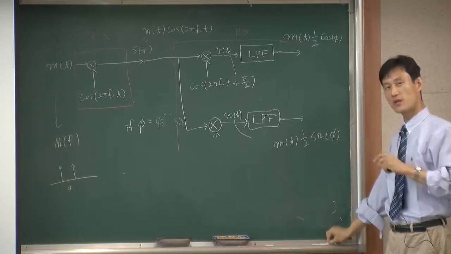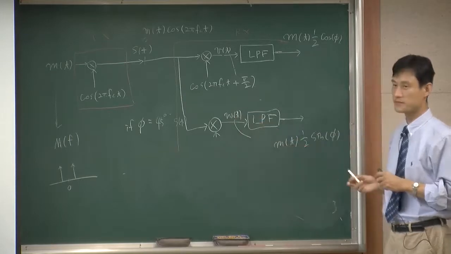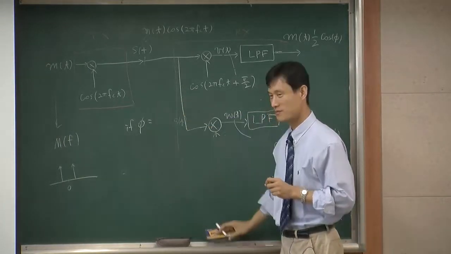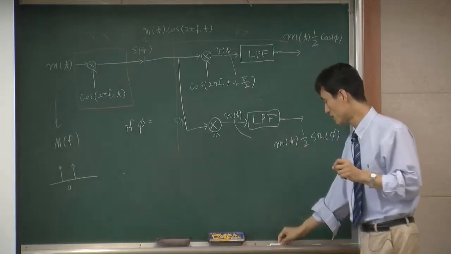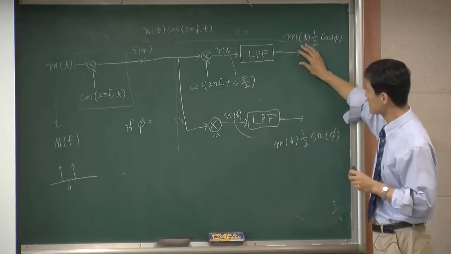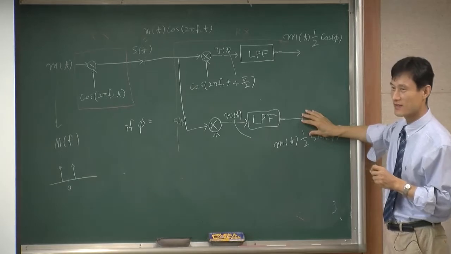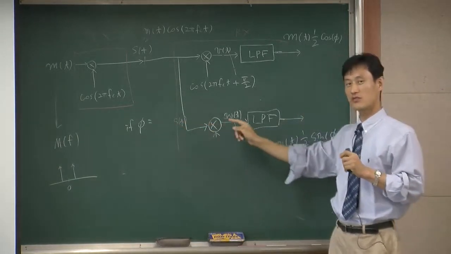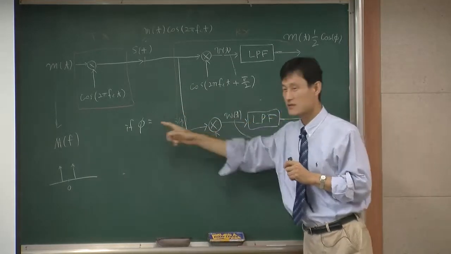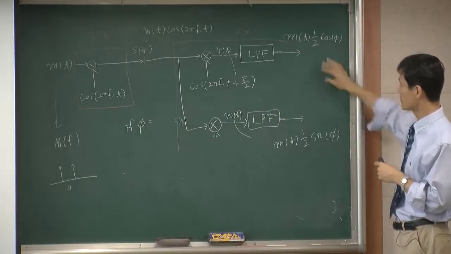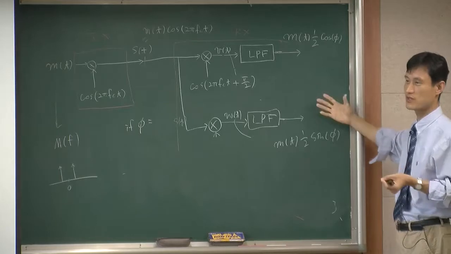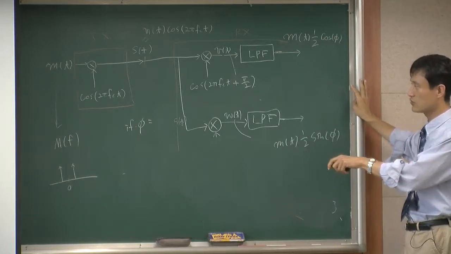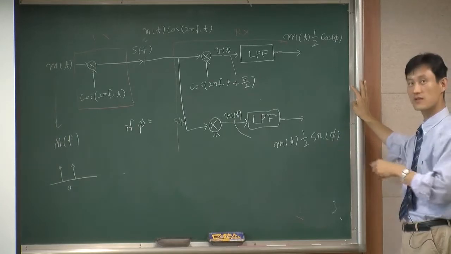Now, based on these two outputs, how do you find out this phi? In general, we don't know it, right? What we know is that by doing this, we get something here and something here. That's the only thing we know. We don't know anything here. So how do you find out the phase from these two? We measure these two, so we know them. Using these two values, we need to calculate this phase. How do you do it?